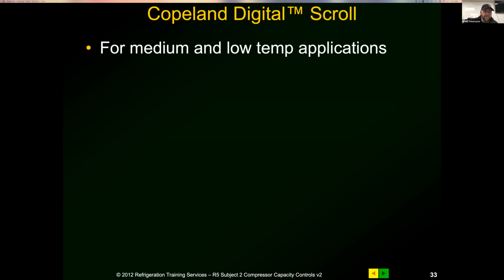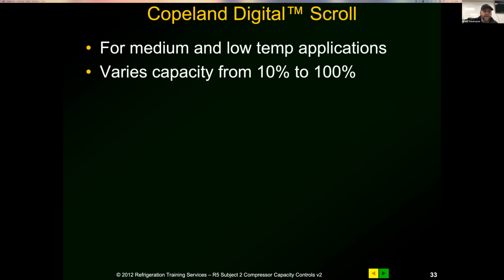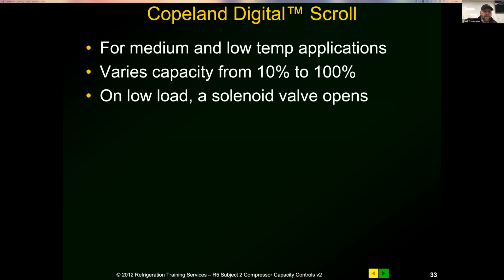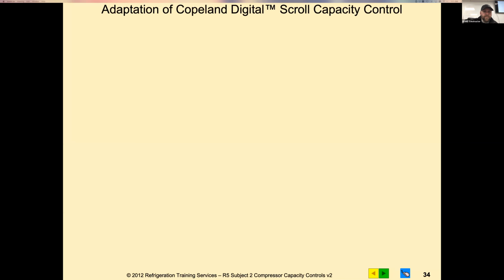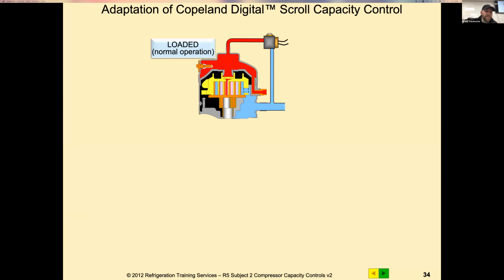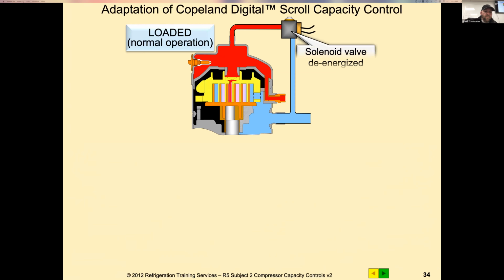Digital scrolls. For medium and low temp applications, various capacities from 10% to 100%. On low load, the solenoid valve opens and injects discharge vapor into the suction, which raises the top scroll to stop pumping. This unloads the compressor. Where we see these guys is on a lot of modular rack systems. We've seen digital scrolls.